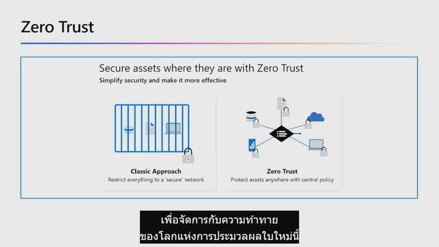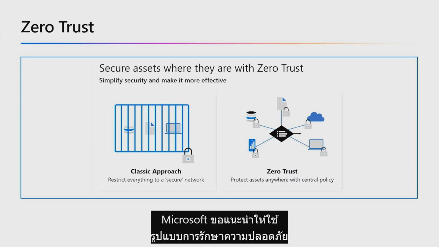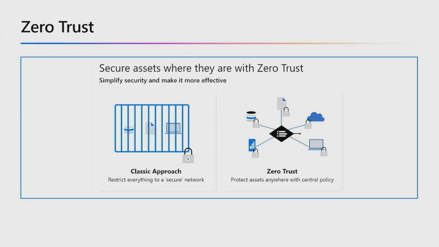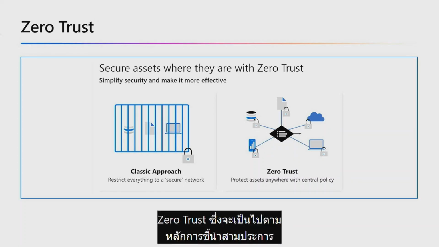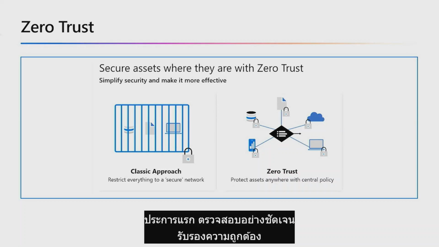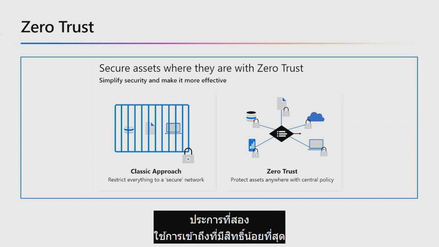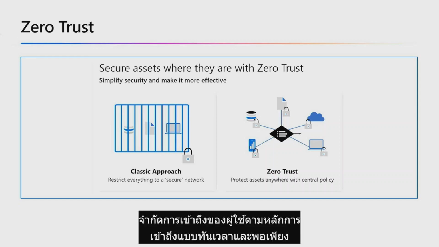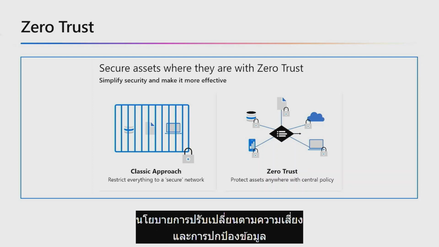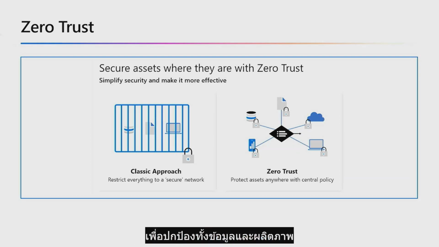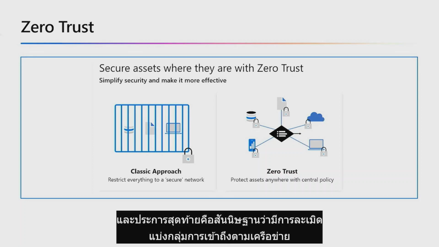To address the challenges of the new world of computing, Microsoft strongly recommends using the Zero Trust security model, which is based on three guiding principles. First, verify explicitly. Always authenticate and authorize based on all available data points. Secondly, use least privilege access. Limit user access with just-in-time and just-enough access, risk-based adaptive policies, and data protection to protect both data and productivity. And finally, assume breach.